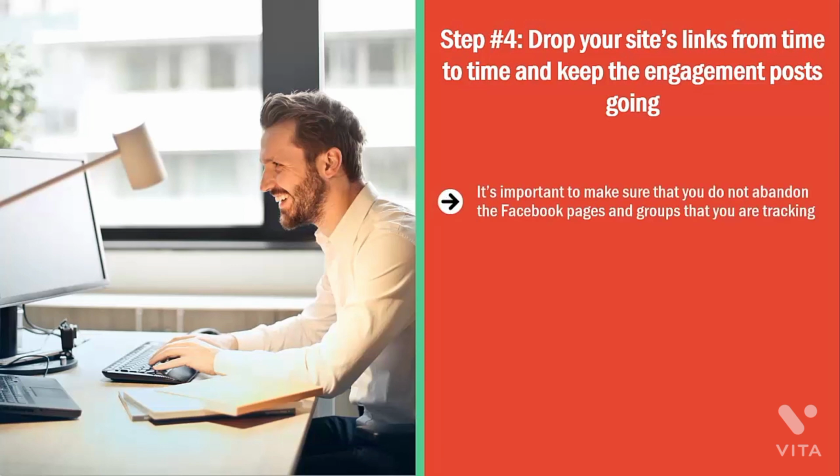It's important to make sure that you do not abandon the Facebook pages and groups that you are tracking. These are all directly related to your niche. You have to keep up your engagement with them and still be an active part of the community. But from time to time, share links from your page.